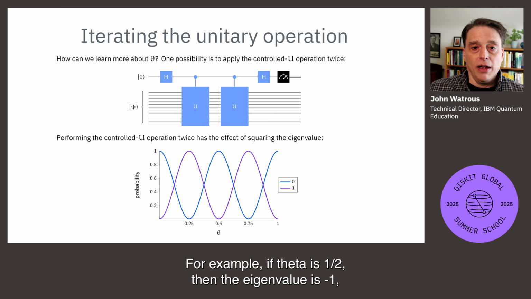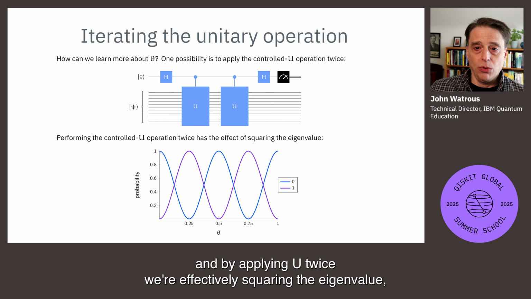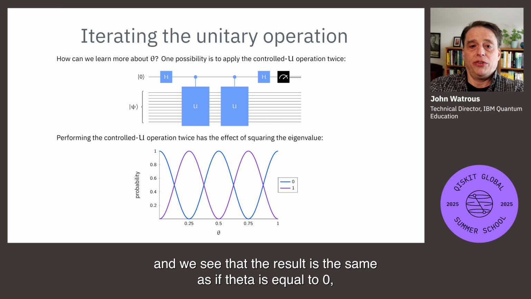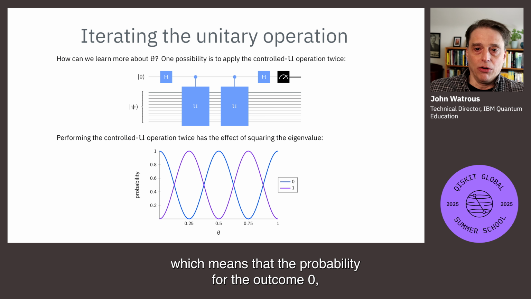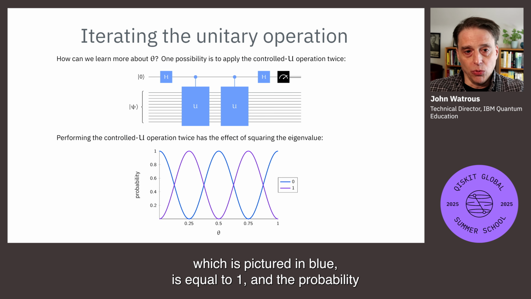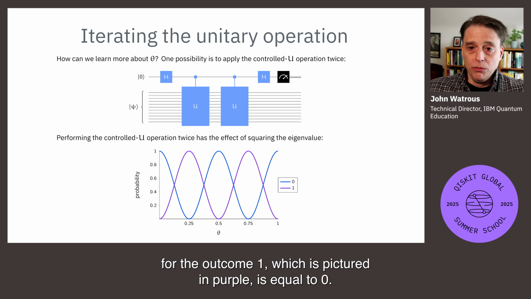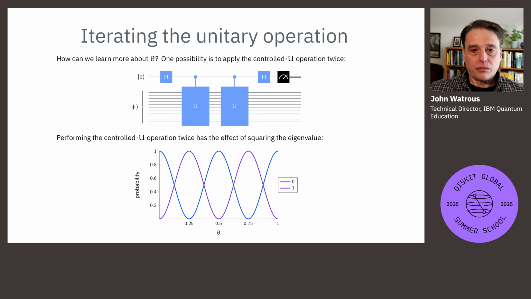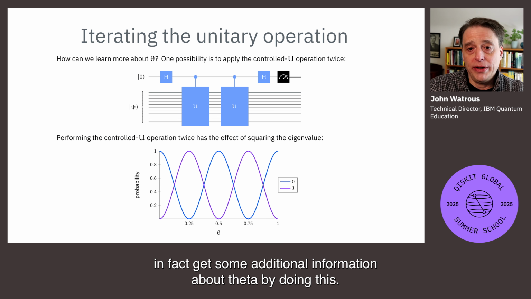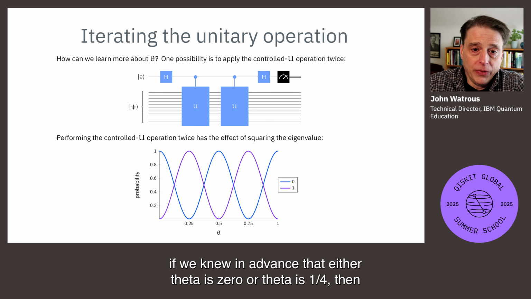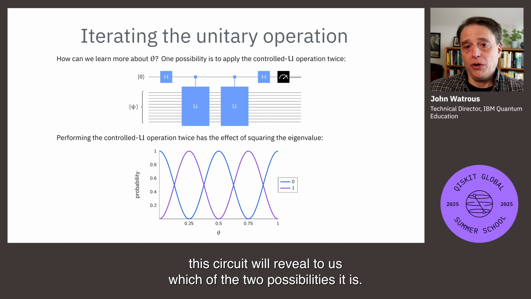For example, if theta is a half, then the eigenvalue is -1, and by applying U twice, we're effectively squaring the eigenvalue, and we see that the result is the same as if theta is equal to 0, which is that the probability for the outcome 0, which is pictured in blue, is equal to 1, and the probability for the outcome 1, which is pictured in purple, is equal to 0. This is very simple, but we can in fact get some additional information about theta by doing this. For example, if we knew in advance that either theta is 0 or theta is a quarter, then this circuit will reveal to us which of the two possibilities it is.